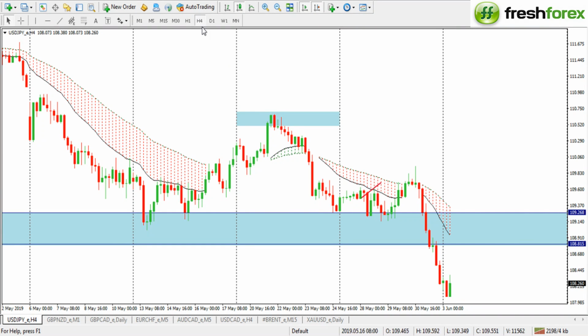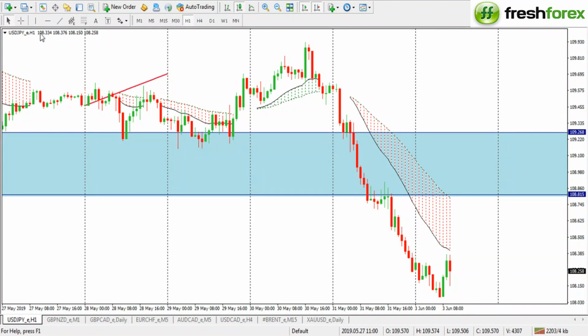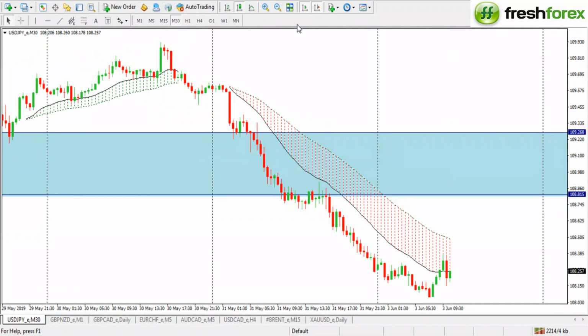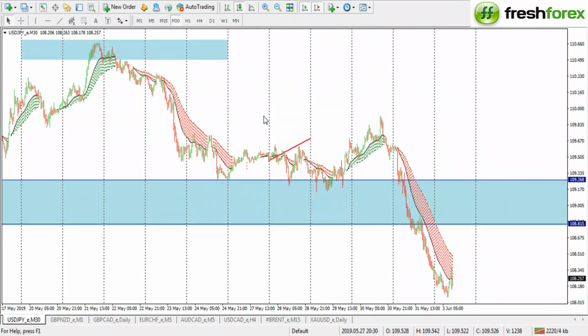This is still an active downtrend. On the 1 hour, price went down. We are still in a sell. Then we also have 30 minutes. We are still looking for a sell. So the best place to sell is somewhere in between this zone, and if price can pull back up to there, then we are going to look for a sell.